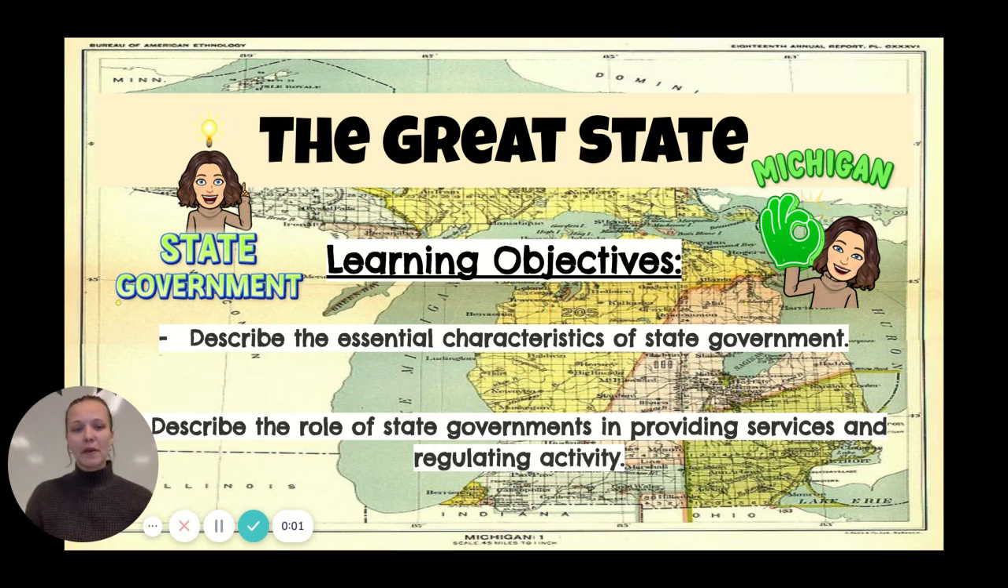So we're going to finish up with our state government information in lessons. Today's lesson is called The Great State. Our learning objectives for today will be to describe the essential characteristics of state government and to describe the role of state governments in providing services and regulating activity. That sounds like it's a lot of work, but I'm sure that as we do our lesson today, it'll be easy peasy, lemon squeezy.